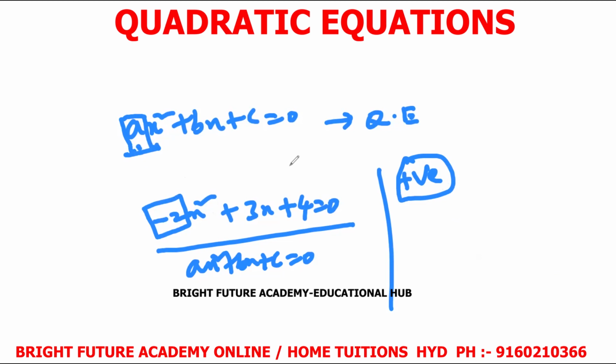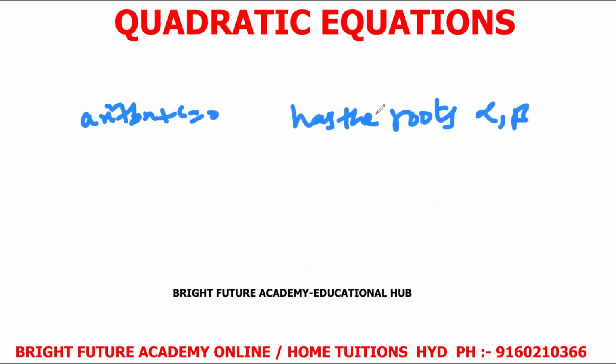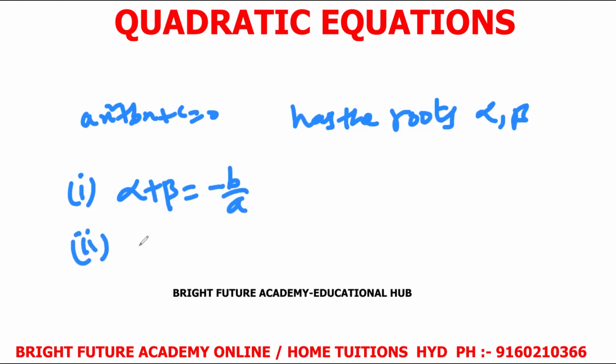Okay, right. So here ax square plus bx plus c equal to 0 represents the quadratic equation, right? If this quadratic equation has the roots alpha comma beta, let us imagine, then here two properties you have to remember. Sum of the roots, what is the value, ma? Minus b by a. Very good, excellent. What is the product of the roots? c by a. Excellent.